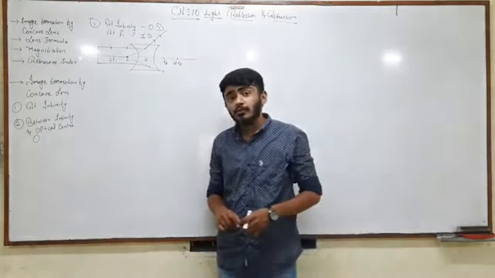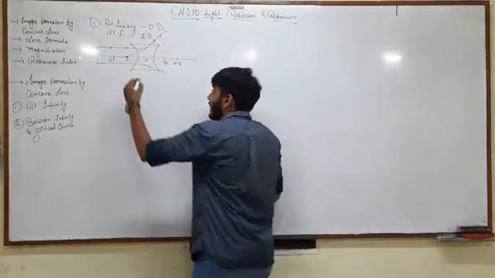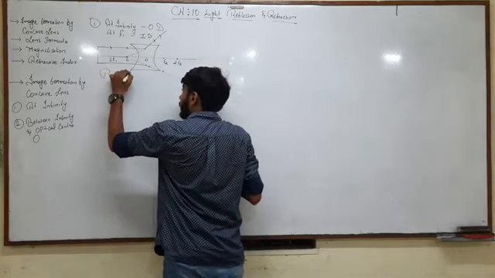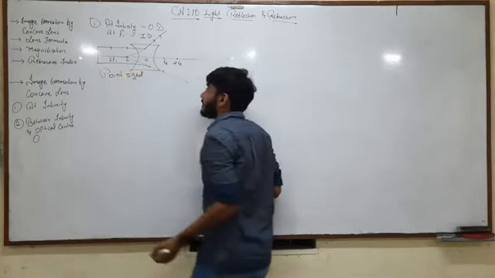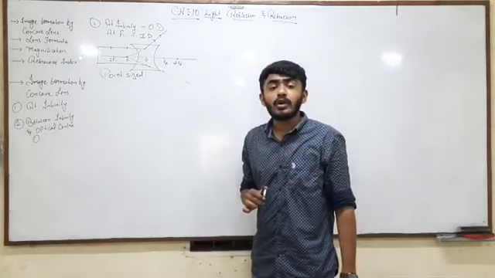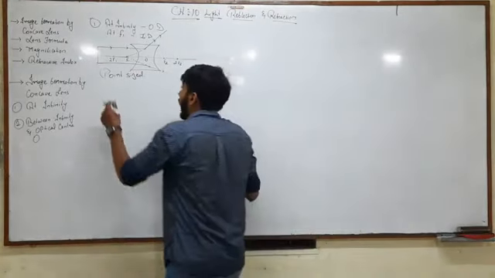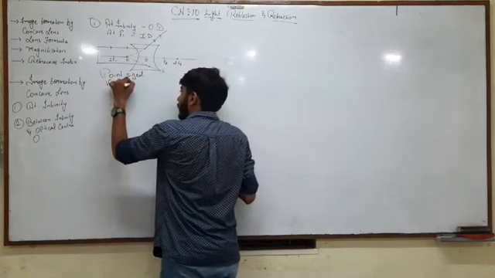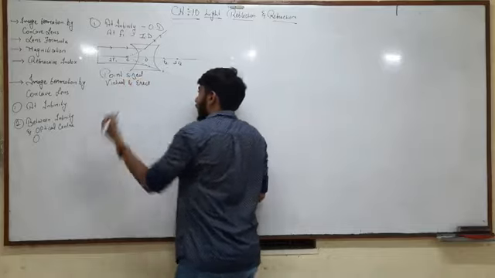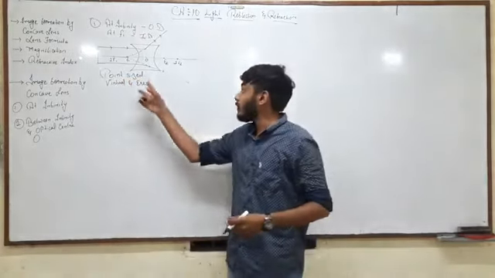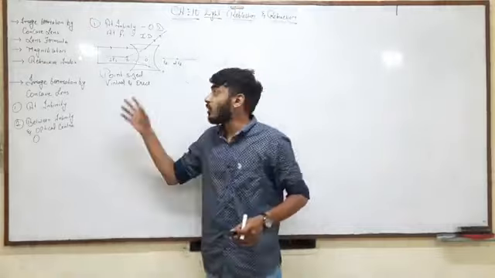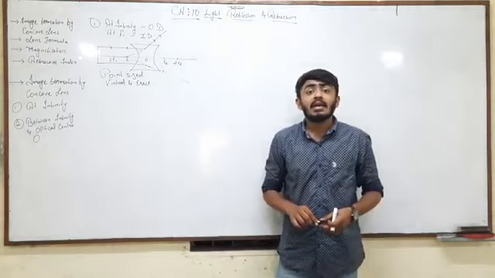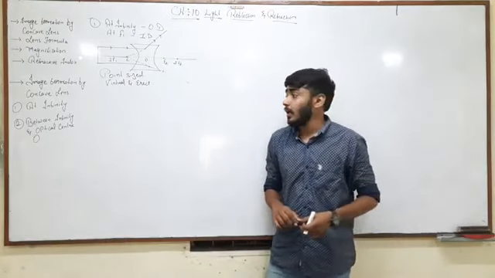What is the size of the object, students? It is point size. So you can write that it is a point sized image, but it will be on the same side of the lens. So it will be virtual and erect. Virtual and erect will be your answer. Fine, so this was the first case we did about the image formation by concave lens.